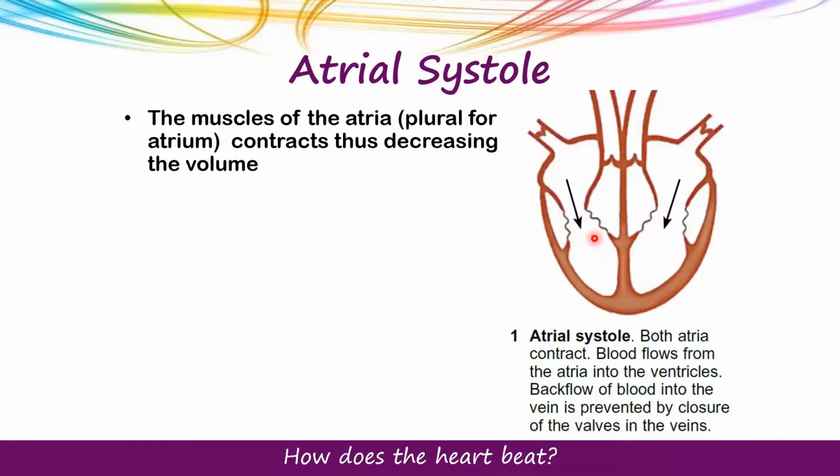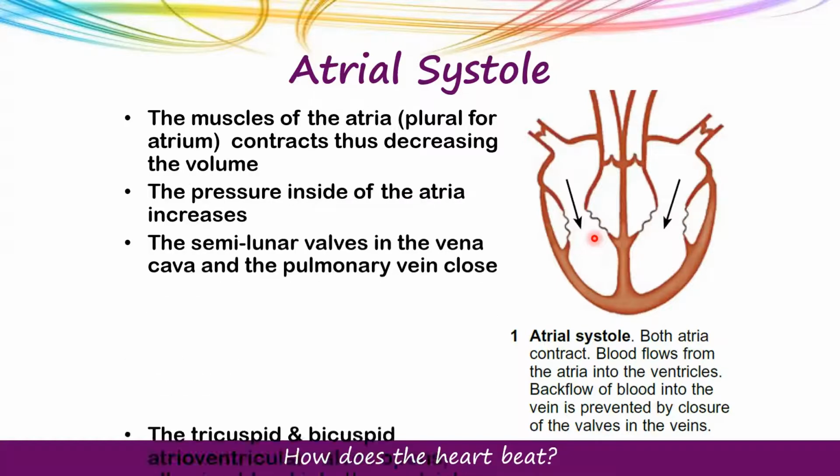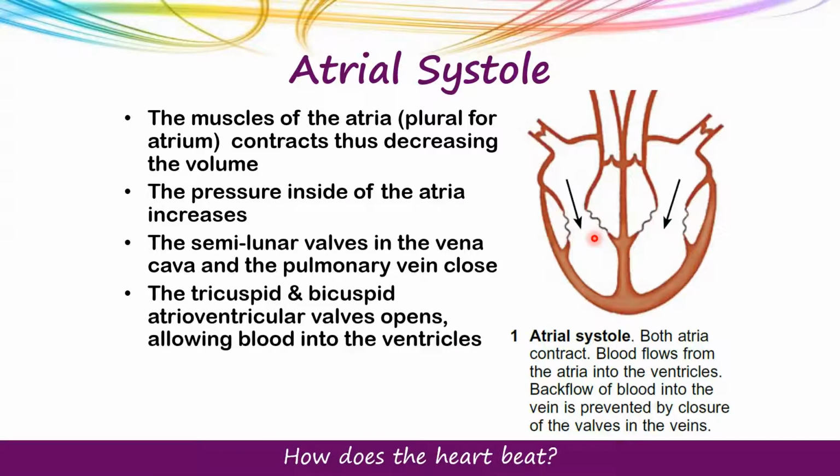Coming to the atrial systole. Atrial systole is the part when the atria are going to contract, right? So in this case, again, we will refer to both the atria together. So the muscles of the atria will contract. As the muscles contract, it decreases the volume. So as we say it decreases the volume, it means again look at the size. So when they're contracting, the size is becoming smaller. Okay, there is space here.